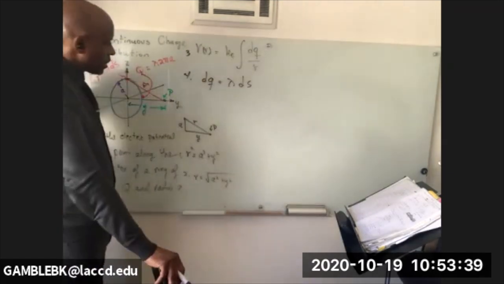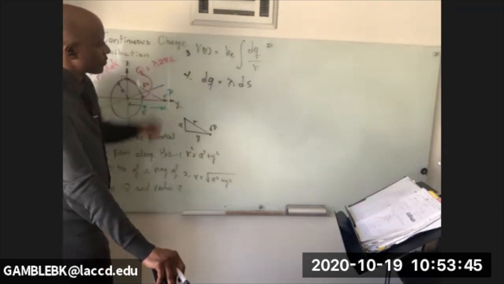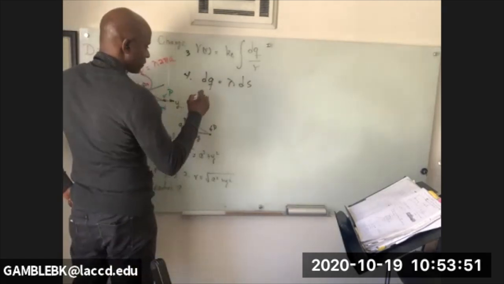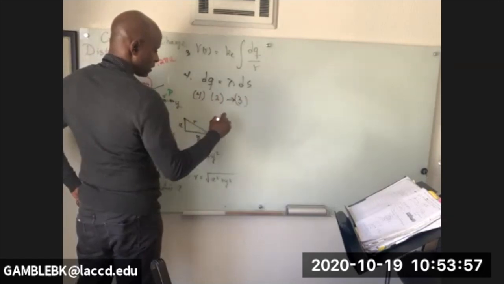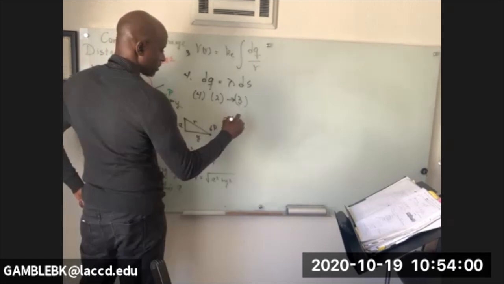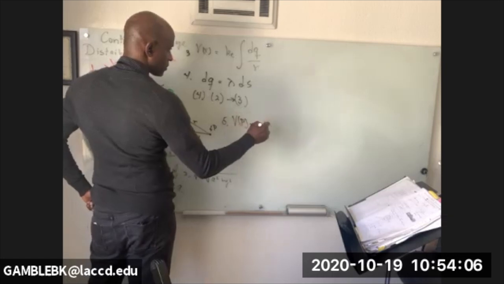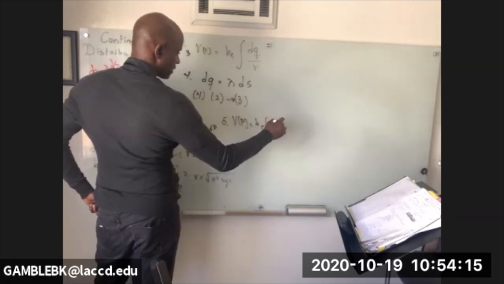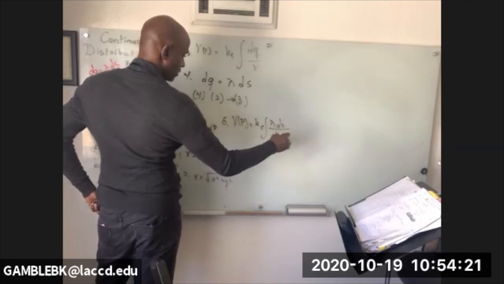So we can then substitute equation 2 and equation 4 into equation 3. So 4 and 2 into 3. And that will give me the potential at point P equals k sub B, the integral of lambda ds over a squared plus y squared to the 1/2.